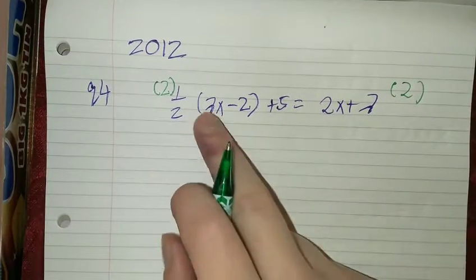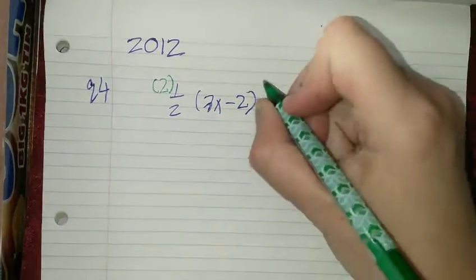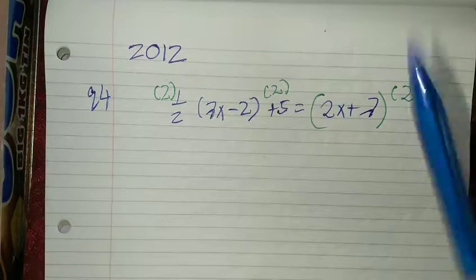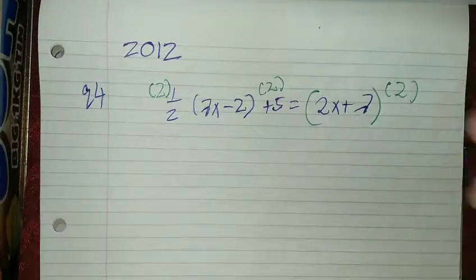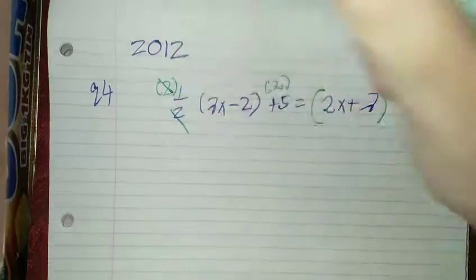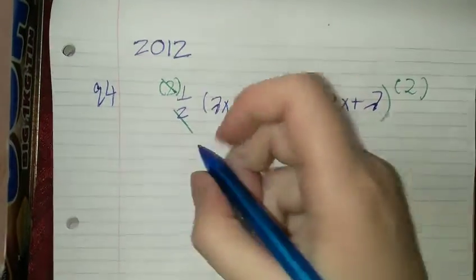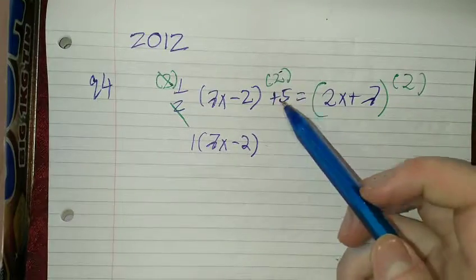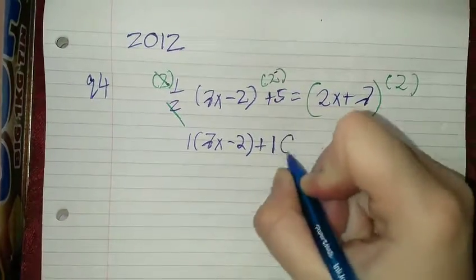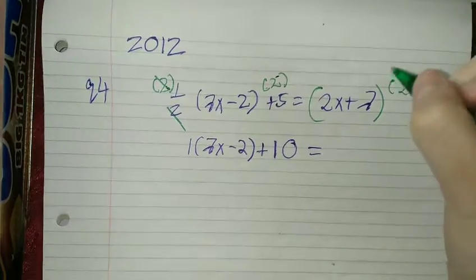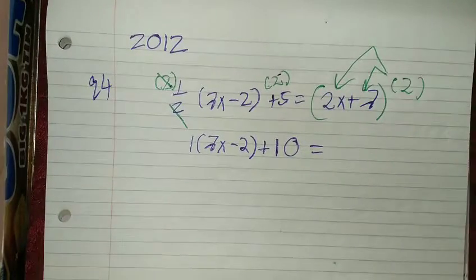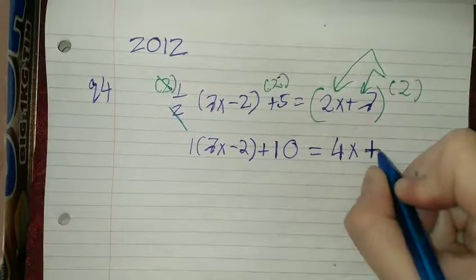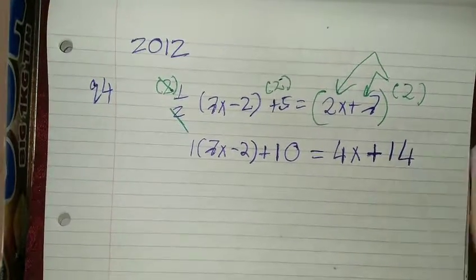So because that's multiplied by that, we don't need to multiply that by 2 as well. We're multiplying this by 2, and then we're multiplying all this by 2. So we're multiplying 2 on the top, 2 on the bottom. So it will cancel and we'll just be left with 1 multiplied by 7x minus 2. We have 2 multiplied by 5, so that's going to be 10. And then we have 2, and we have to multiply it by both of these. 2 multiplied by 2x, which will give us 4x, and 2 multiplied by 7, which will give us 14.